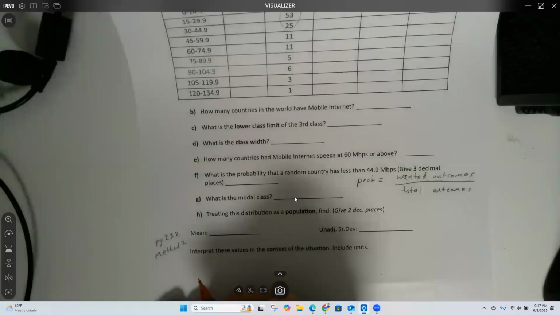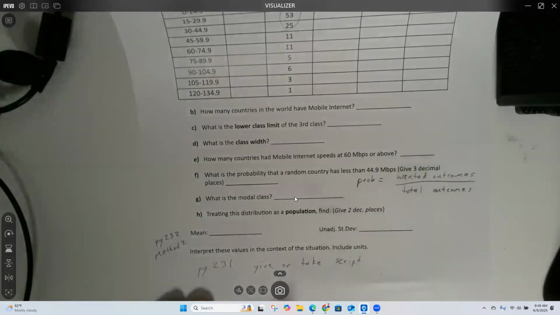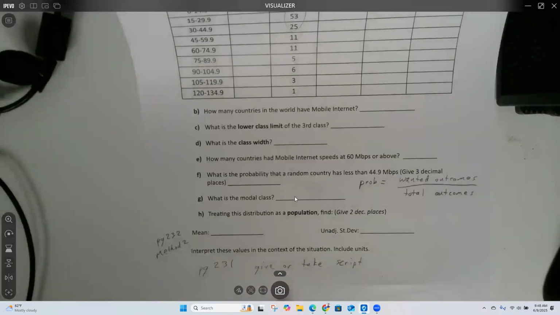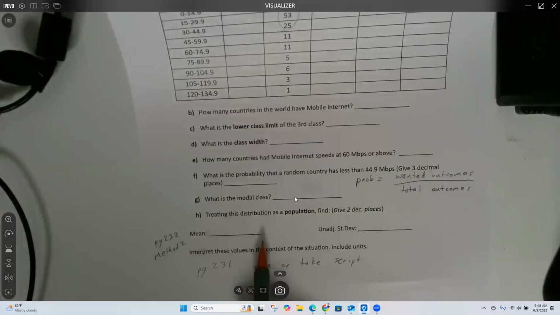So for this, we're going to use the page 231 give or take script. Okay. So it's going to say something about like the internet speed of a country is going to be the mean, give or take the standard deviation.